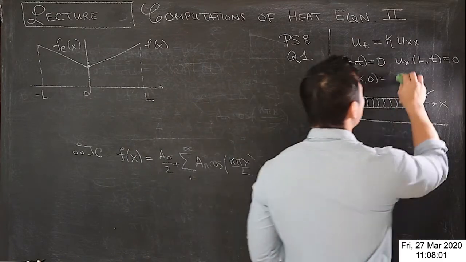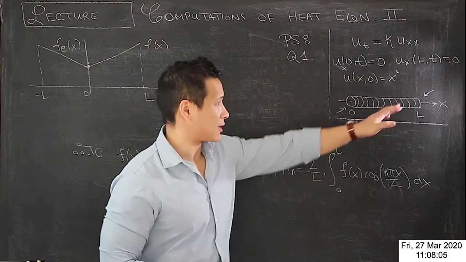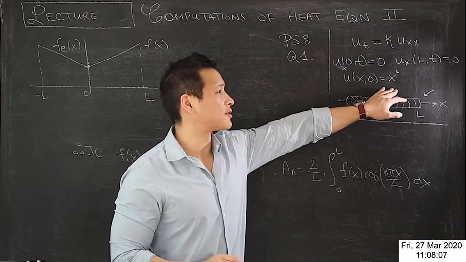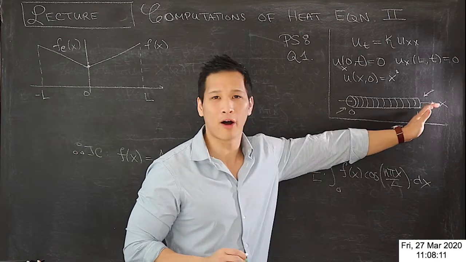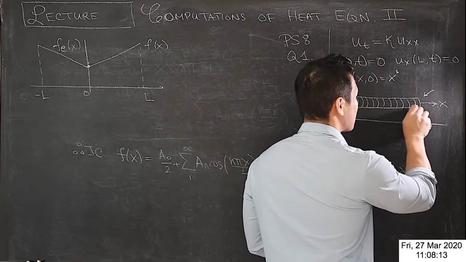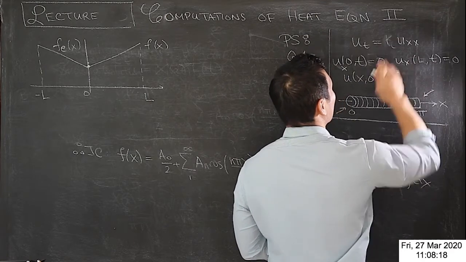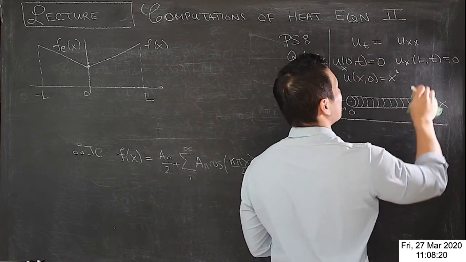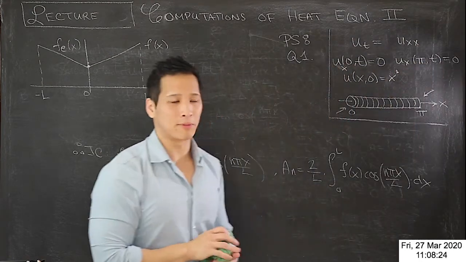So I'm going to make up an example for you where I'm going to set this to be x squared. So I'm going to say that the bar is heated initially to look like an x squared function, so it's cold on the left-hand side and hot on the other side, and set this to be equal to pi. We're going to set kappa equal to 1, just for simplicity, and set this L to be equal to pi. Okay, so I'm giving you an actual problem to solve now.